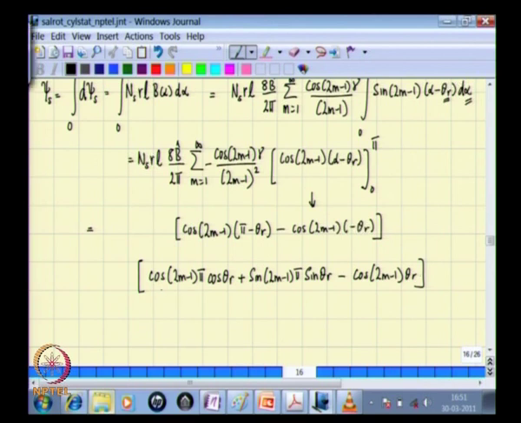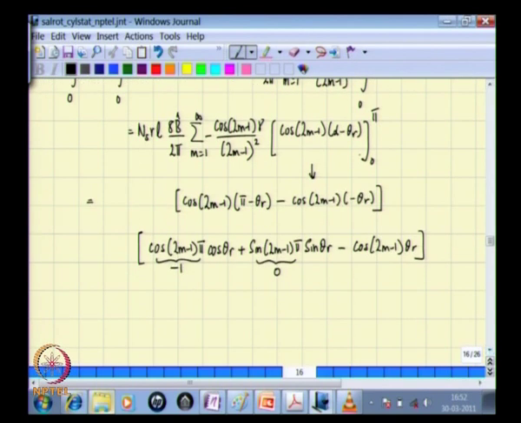Now this part is cos of (2m minus 1) into pi. So cos of an odd multiple of pi is like cos of pi, cos of 3 pi, cos of 5 pi and so on. So all of these are minus 1, so this is minus 1. Sine of an odd multiple of pi is 0, so this term goes to 0, and therefore the term in the square brackets boils down to minus 2 cos (2m minus 1) into theta r.